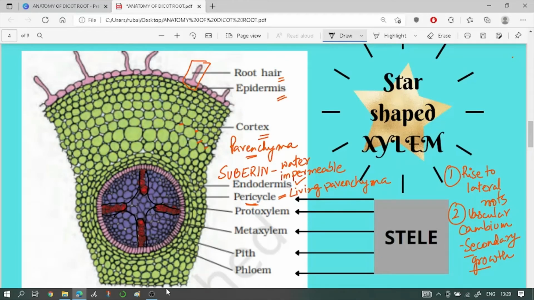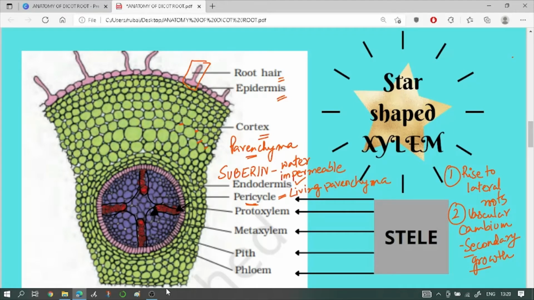It will give a star-shaped appearance to the xylem bundle which is present in the dicot root. Also, in the roots, the protoxylem is present towards the outside. So the protoxylem with narrower vessels are present towards the outside, and the metaxylem with broader vessels are present towards the inside of the vascular bundle. This condition is known as an exarch condition, where the protoxylem is present towards the outside and the metaxylem is present towards the inside.